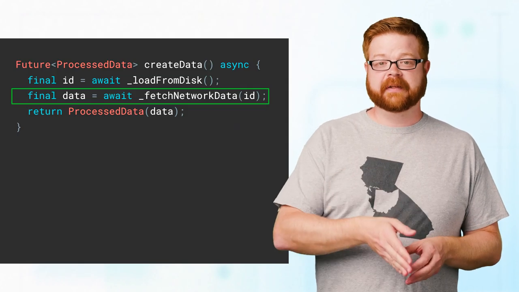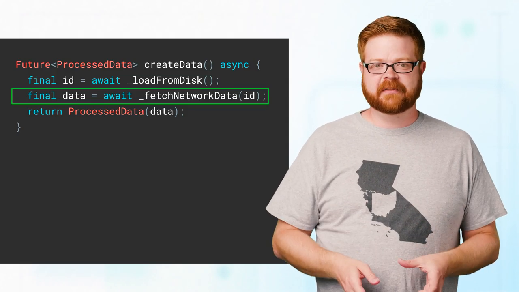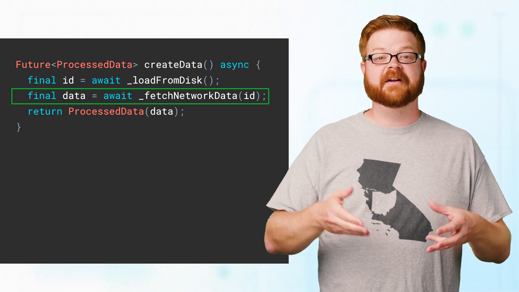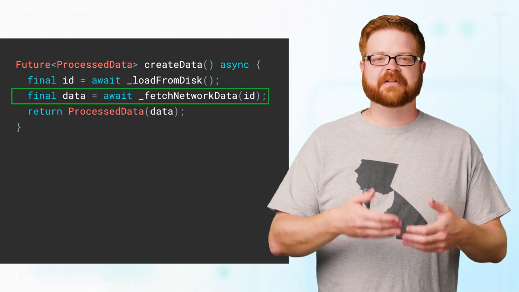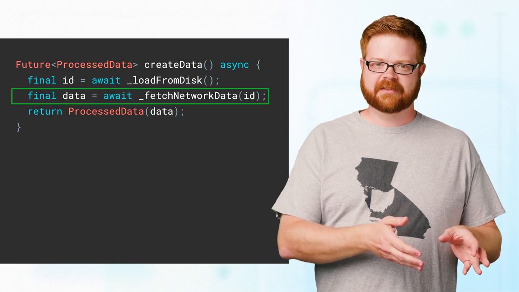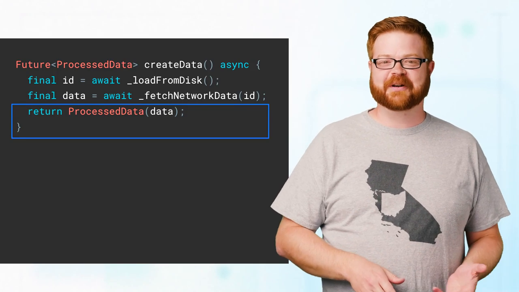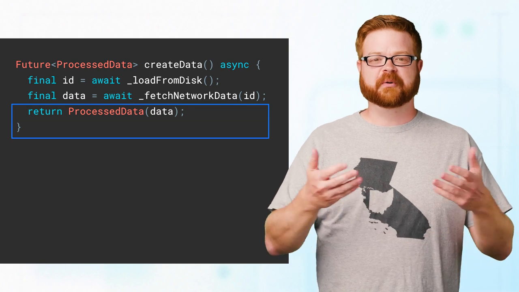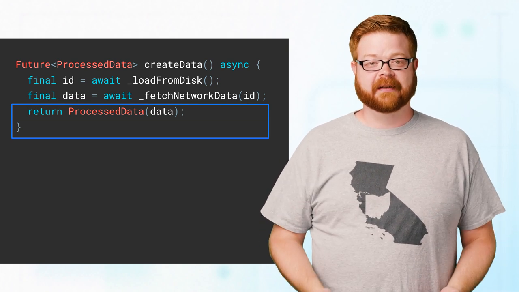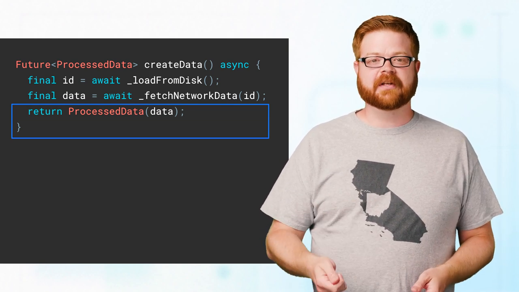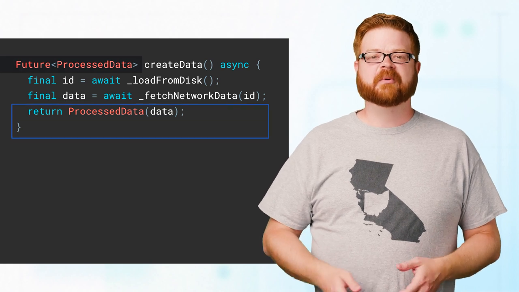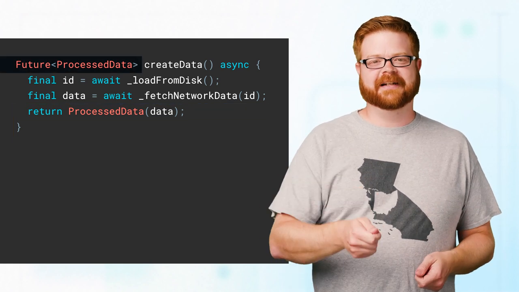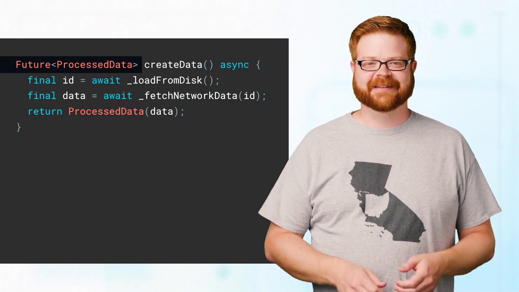That completes the future returned by load from disk, which means create data is done awaiting on it and can go on to the rest of the code. Next, it calls fetch network data and waits again. Eventually, the network data arrives at the event loop. That completes the future returned by fetch network data, and so create data is free to move on again. It creates and returns an instance of process data, which completes the future that create data gave to its caller way back at the beginning.